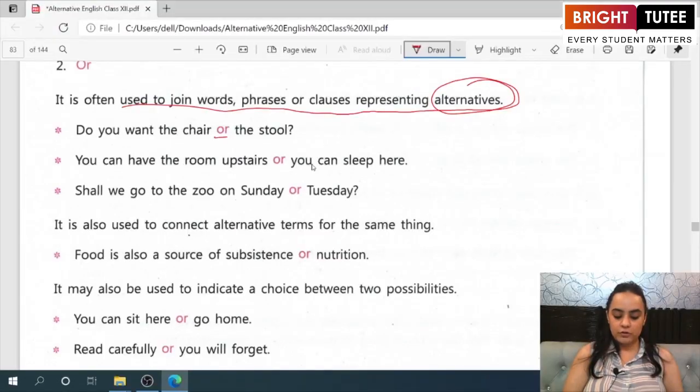Do you want the chair or the stool? You can have the room upstairs or you can sleep here. Shall we go to the zoo on Sunday or Tuesday? So choices are being talked about.